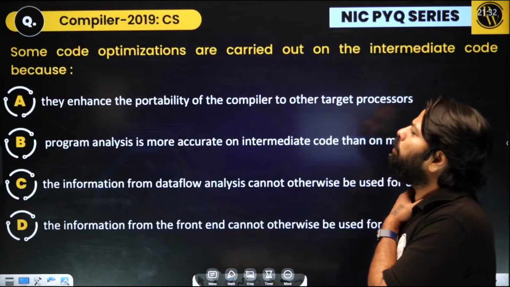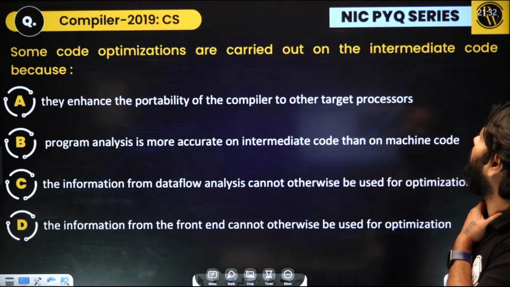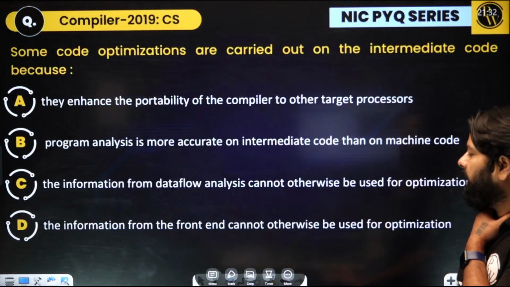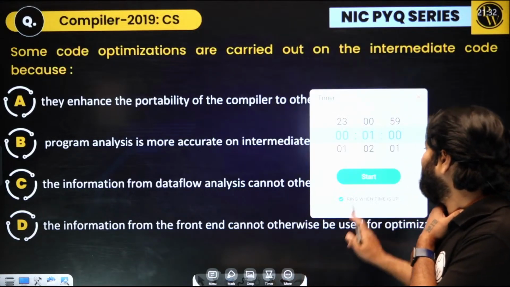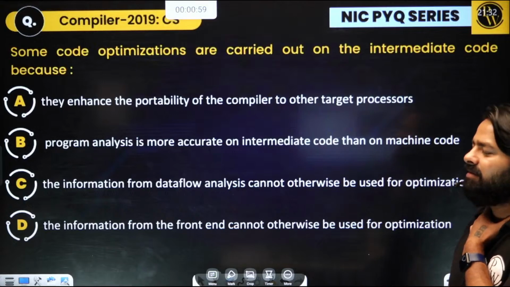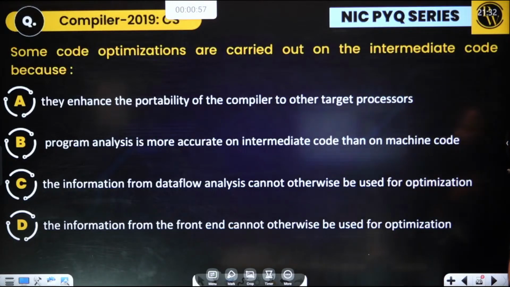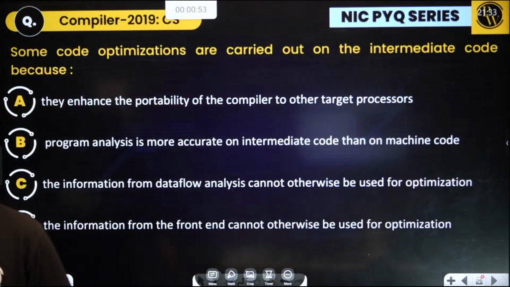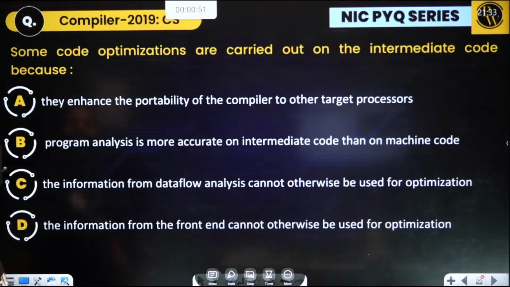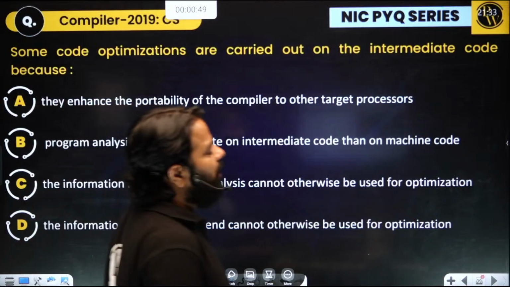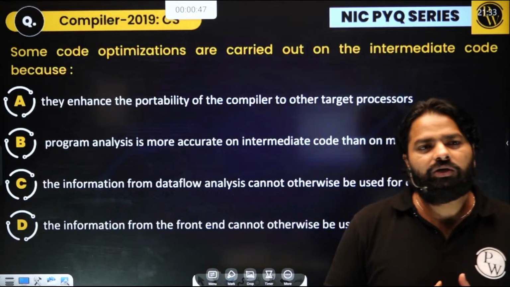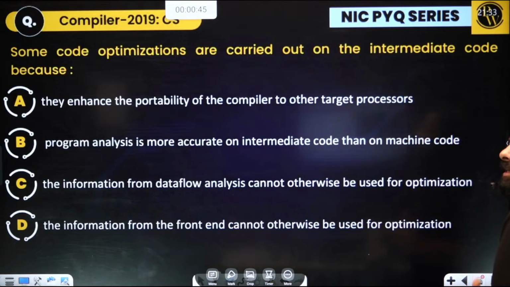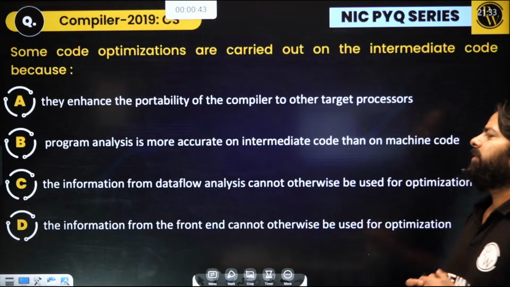Okay. Some code optimizations are carried out on the intermediate code because it was a GATE question. So I feel that you can choose if you know the point. This was a GATE question too. Some code optimizations are carried out on the intermediate code. Why do we perform intermediate code? What is the reason?